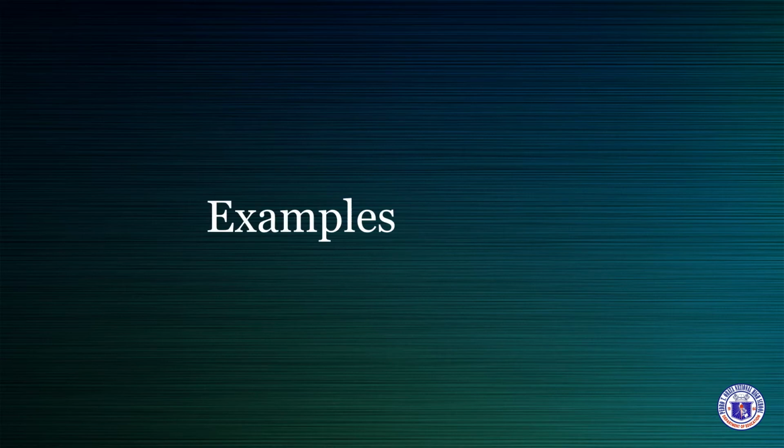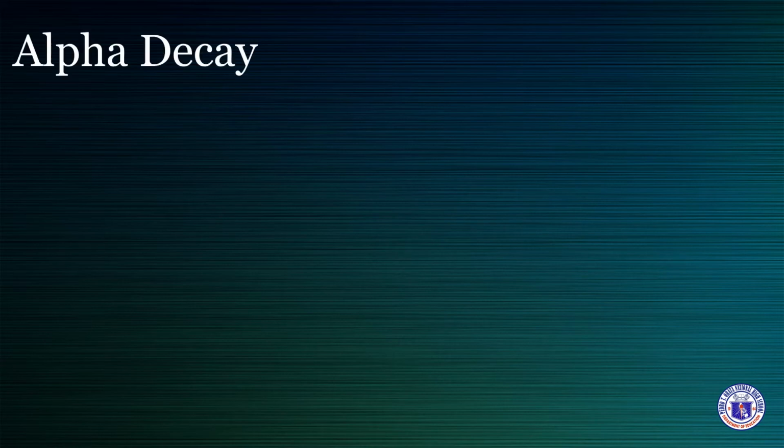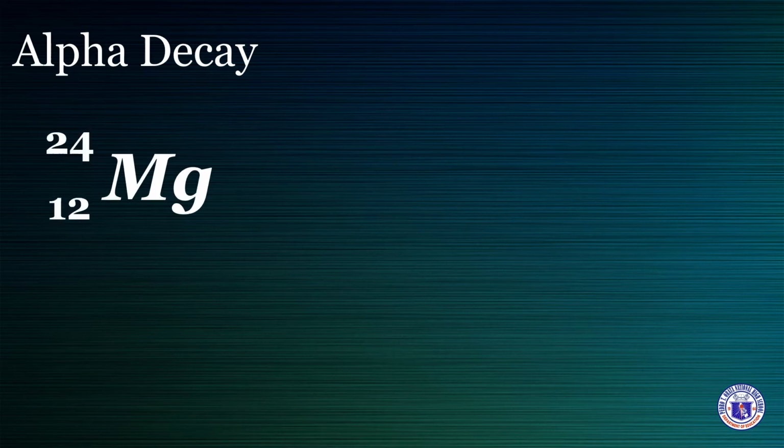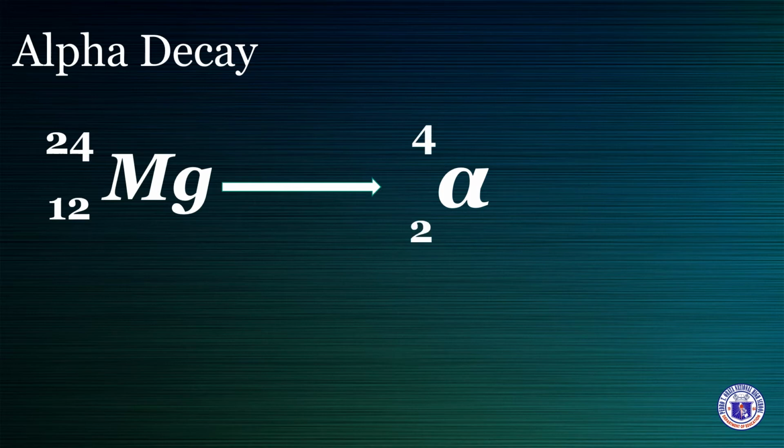Let's do some examples in nuclear reaction. Let's start with alpha decay. We have magnesium as an example. Magnesium has a mass of 24 and a charge of 12. What if this element will undergo alpha radiation? What happens during the process? Alpha radiation has a mass of 4 and a charge of 2.